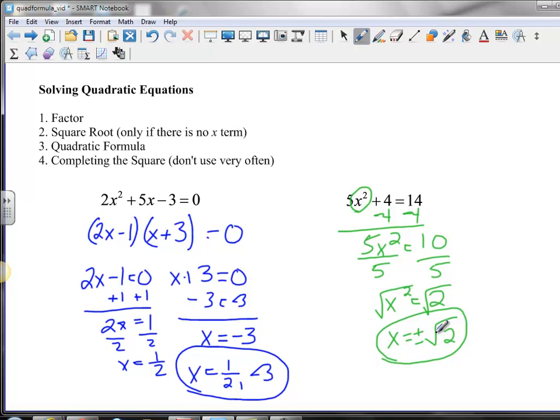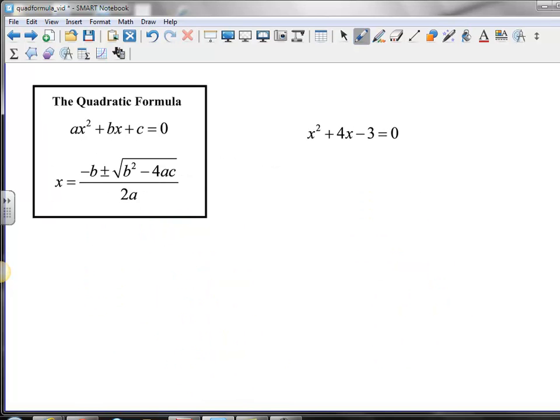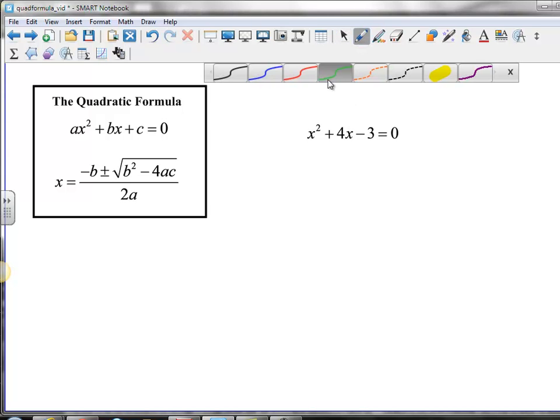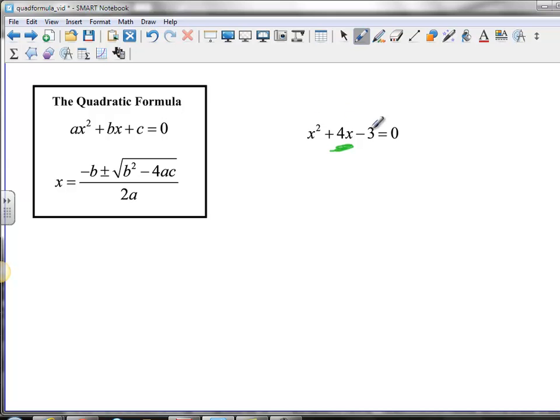Now, the third method that we're going to use is the quadratic formula. When we can't use the factoring method and we can't use the square root method, we need to use the quadratic formula. The quadratic formula works really well when there's an x term, like here. We got 4x, so we can't use the square root method. And I can't factor this. I don't know 2 numbers that multiply together to give me negative 3 and add together to give me 4. So I can't factor, I can't square root, time to use the quadratic formula.